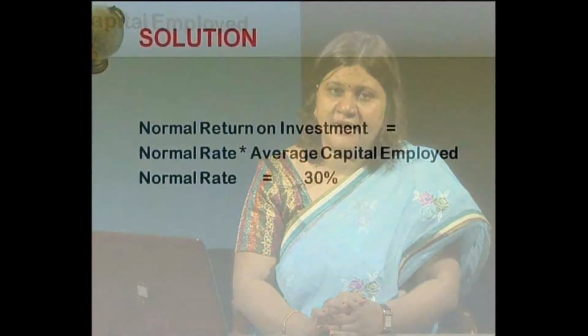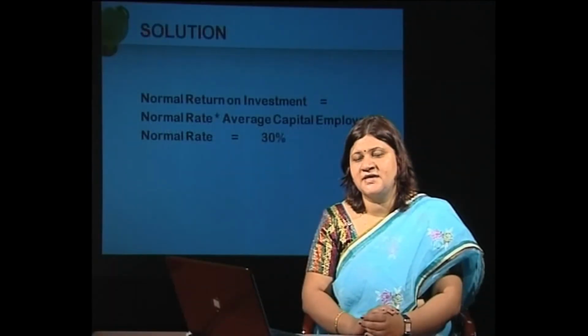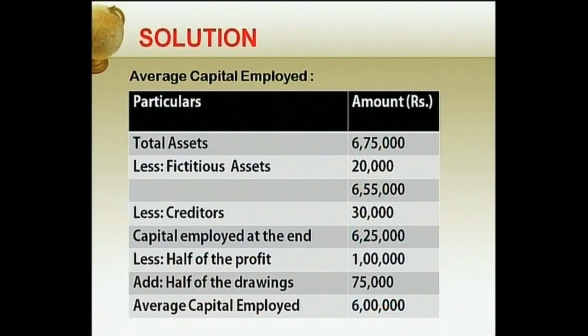So, under the first step, let us understand how we are going to solve it. First of all, under working note, we will write normal return on investment, that is normal rate into average capital employed, which is the formula used to compute normal return on investment. The normal rate is already given in the question, that is 30%. Now, we are left with the task to ascertain average capital employed.